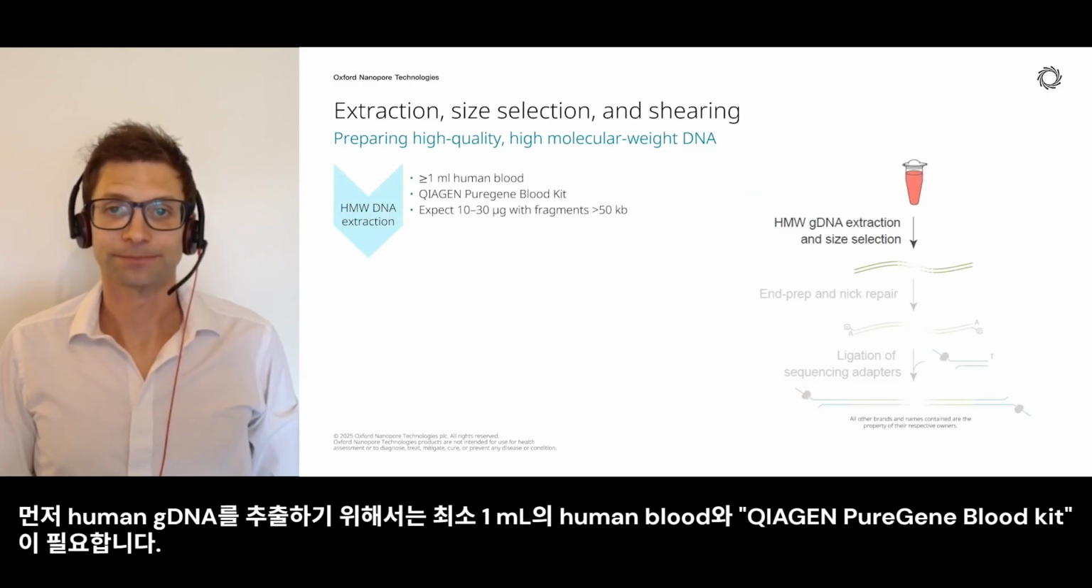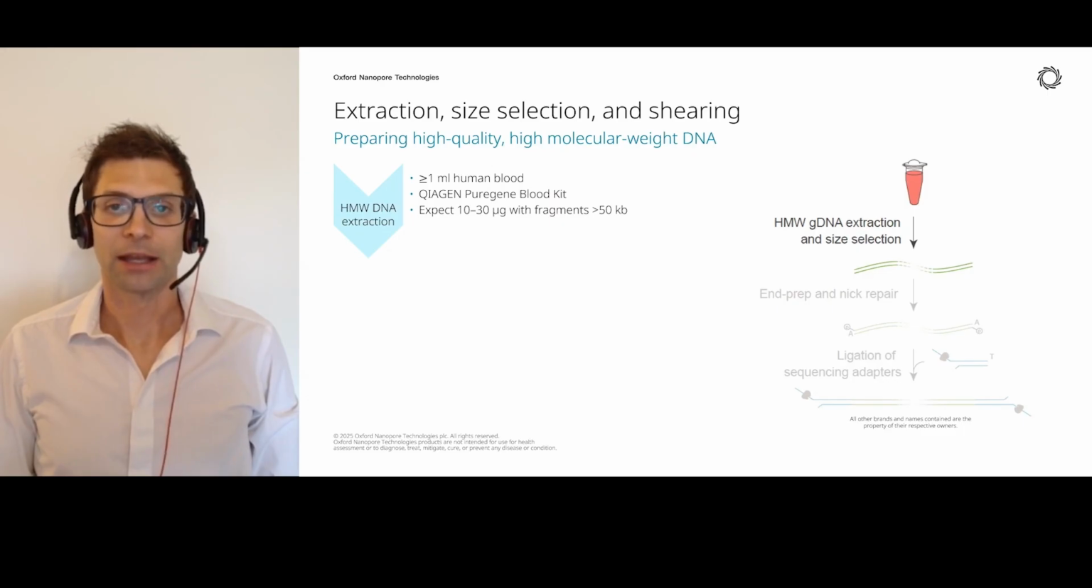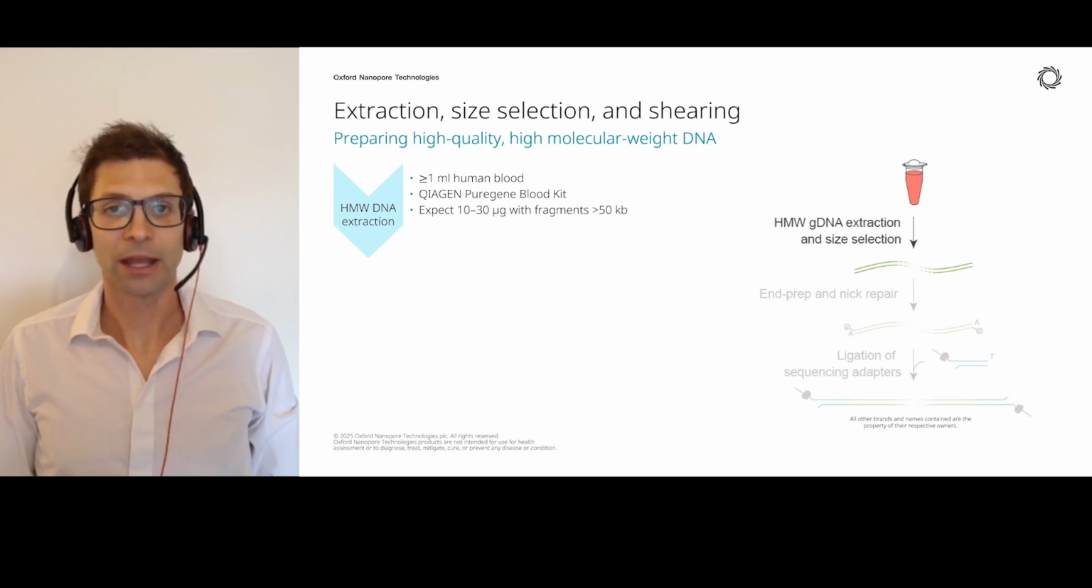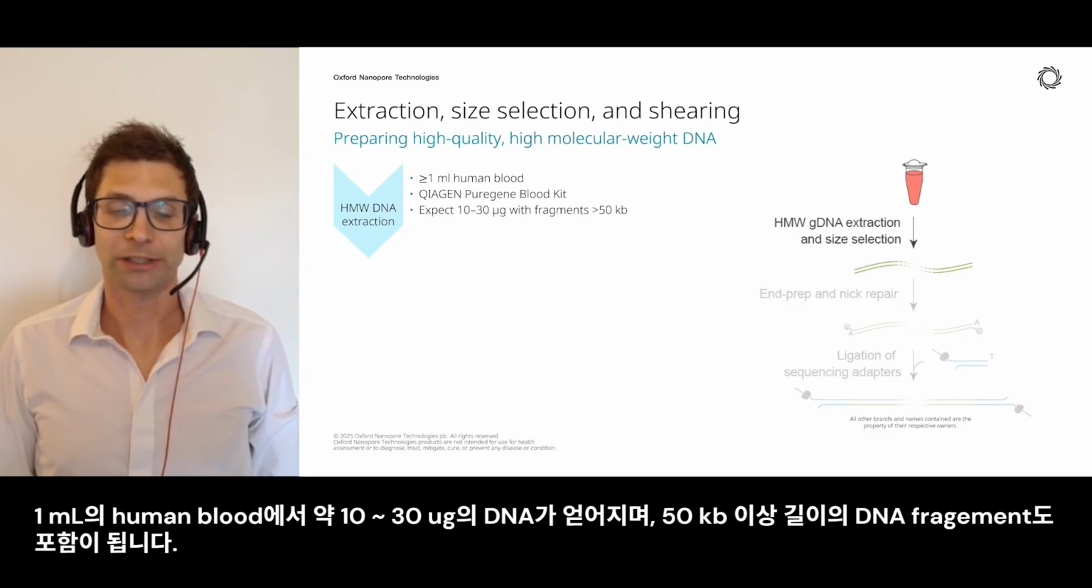Starting with extraction. To isolate the DNA, we need at least 1 milliliter of human blood and the QIAGEN PureGene blood kit. After the extraction, we recommend quantifying the extracted DNA using a Qubit fluorometer and assessing its fragment length distribution using Agilent Femto Pulse system or equivalent. 1 milliliter of blood should yield between 10 to 30 micrograms of DNA, with fragments longer than 50 kb present in the sample.